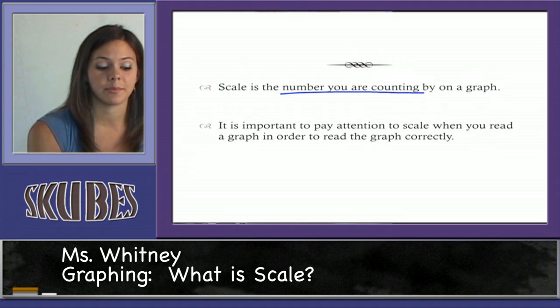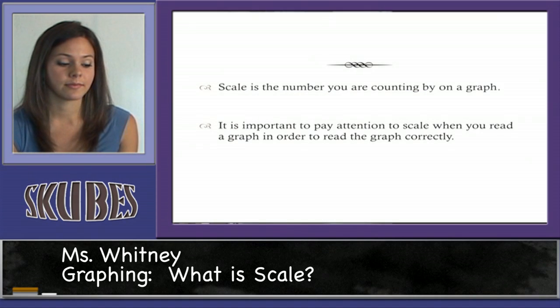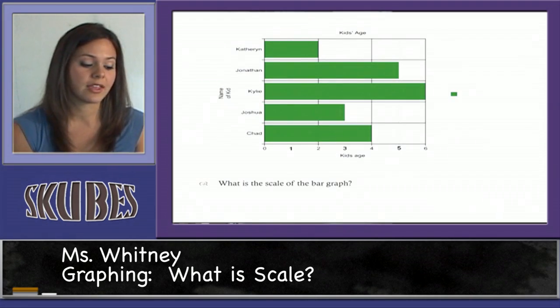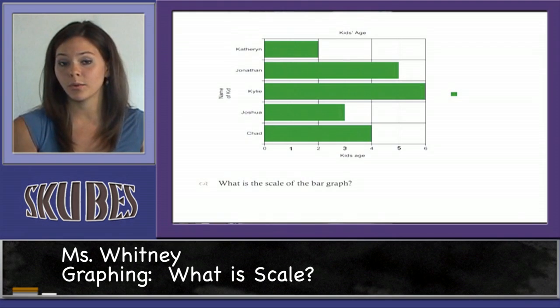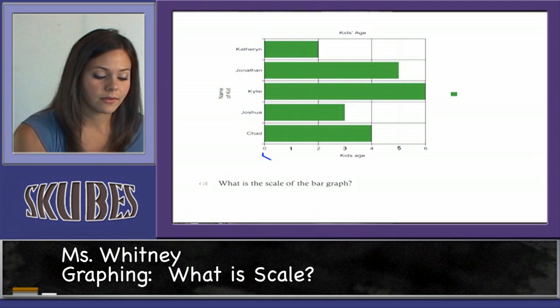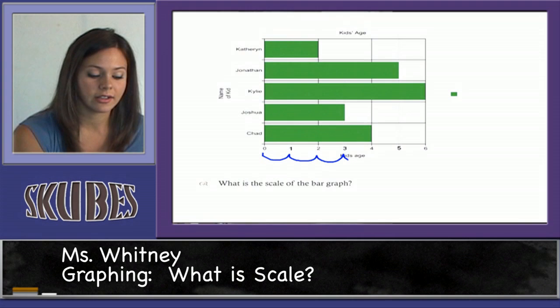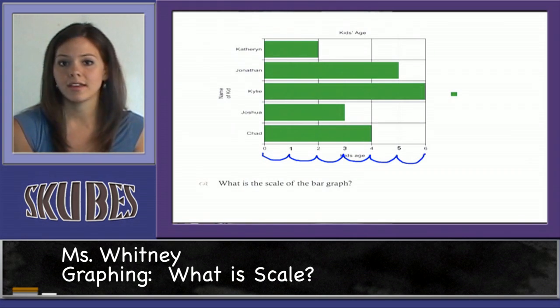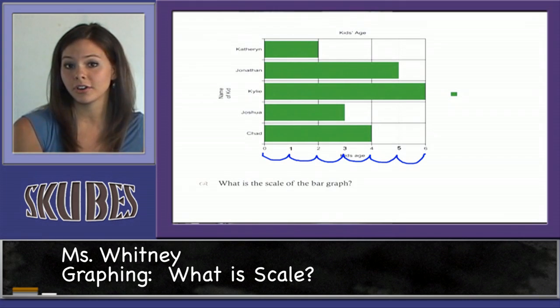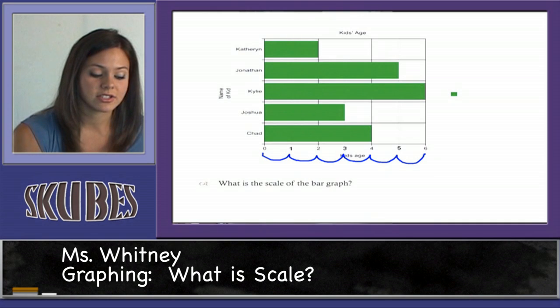Let's look at the first example. This graph is telling us the age of different children. We need to know the scale in order to read it. We look at the numbers 0, 1, 2, 3, 4, 5, 6. The numbers are counting by 1. Scale is simply the number you're counting by on a graph. So the scale of this bar graph is 1.